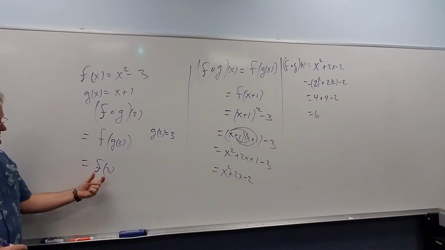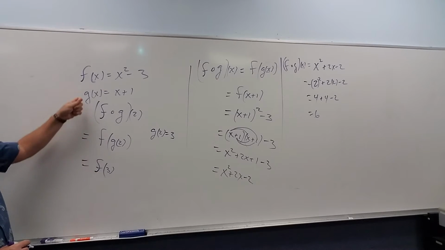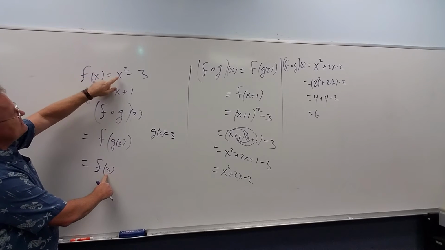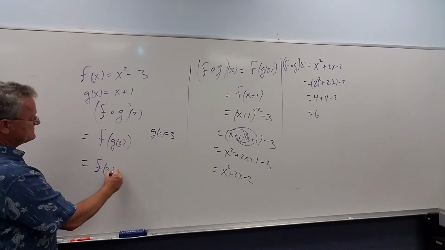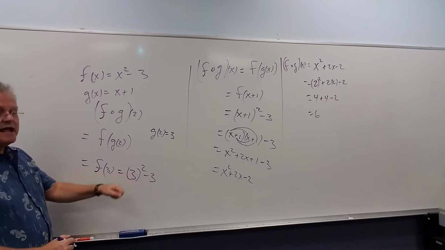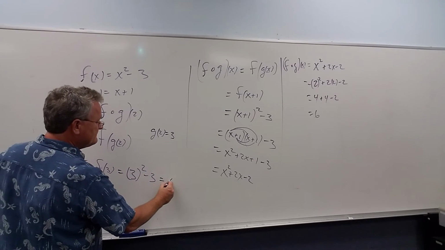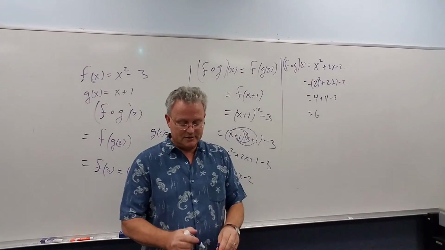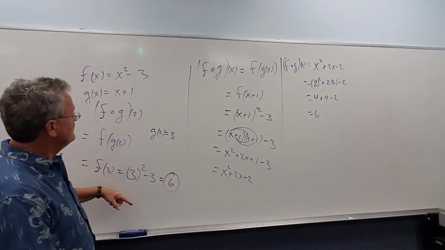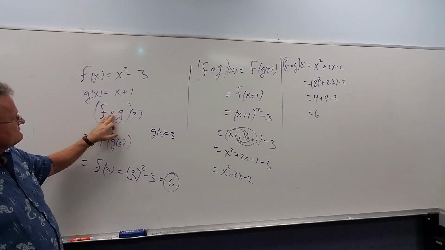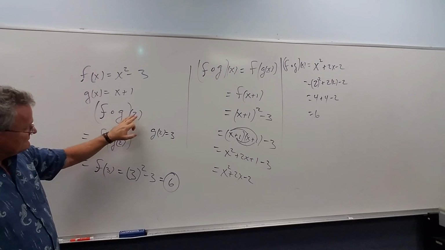This notation means we go back to f. F is right here. And wherever there's an x, I plug in 3. 3 squared minus 3, 9 minus 3 is 6. And that's our answer. It's the same answer we got over here. It's just a little quicker. So this is what you would want to do if all you're asked to do is find f of g of some number.